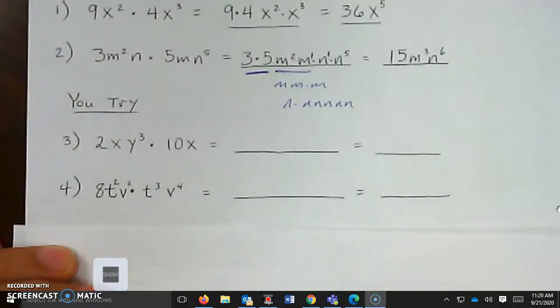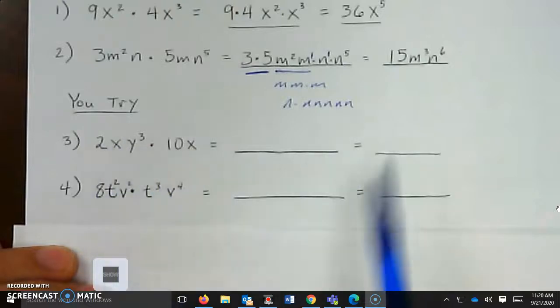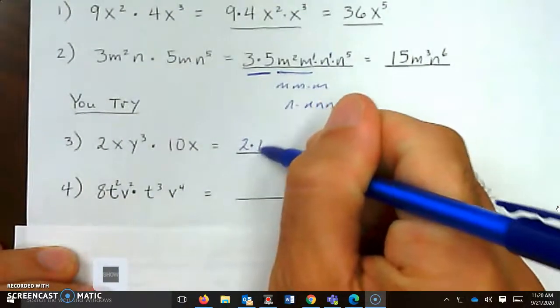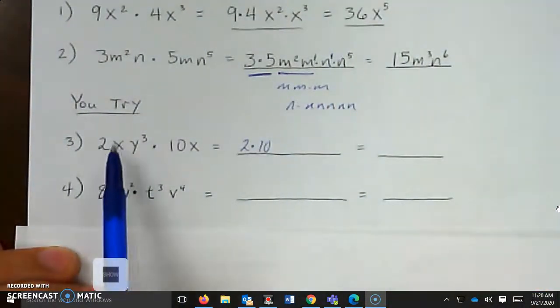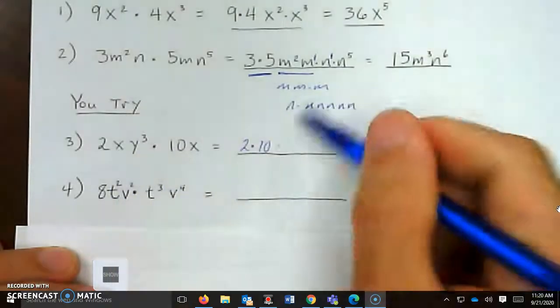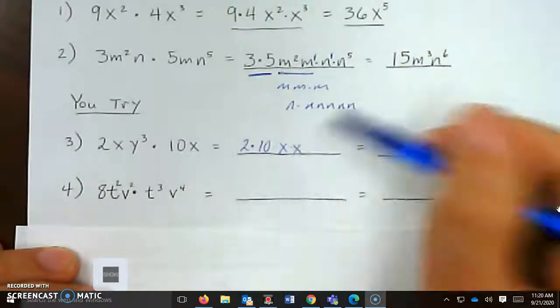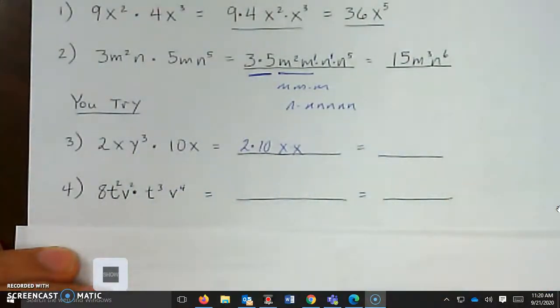Okay, so let's see what I would do. I have 2xy to the third times 10x. They have coefficients. I'll put them first. 2 times 10. There's an x. There's an x. Now they're both to the first power, so I just write them exactly how they look.